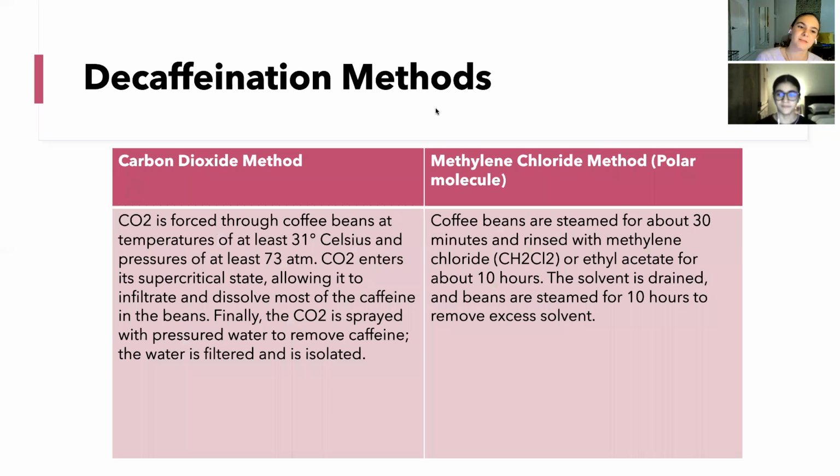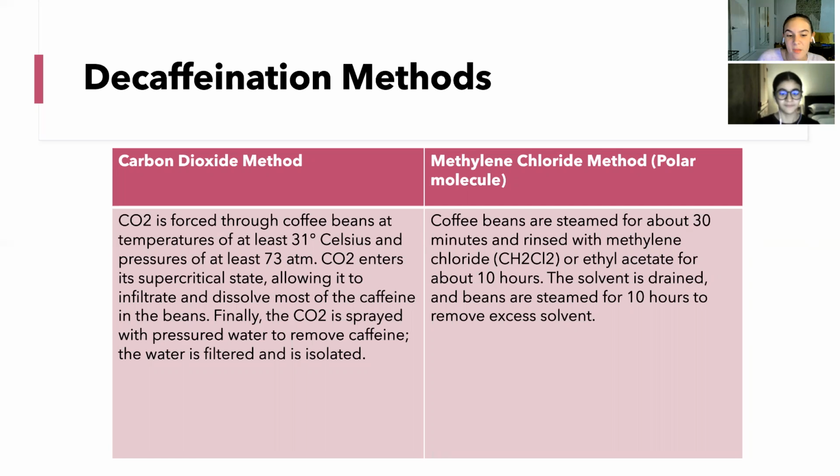Then we will discuss the decaffeination methods of coffee. So there are several ways to decaffeinate coffee. The first method is through carbon dioxide method, and it involves forcing carbon dioxide through coffee beans under 31 degrees Celsius and 73 atmospheric pressure. When CO2 enters the supercritical state, it dissolves most of the caffeine in the beans, and the CO2 is sprayed with water to remove the caffeine, and the water that's left over is filtered and isolated.